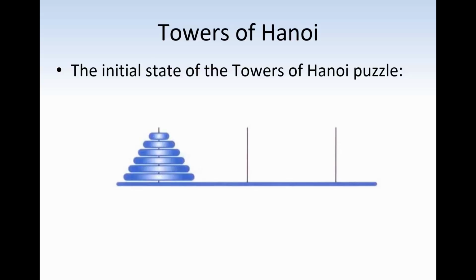In this puzzle, there are three basic rules that say how we can move stuff around. Our goal is to move from one stick to another stick. So the rules are: first, you can never put a larger disk on top of a smaller disk. Second, you can only move one disk at a time. Third, every disk must be on a stick.